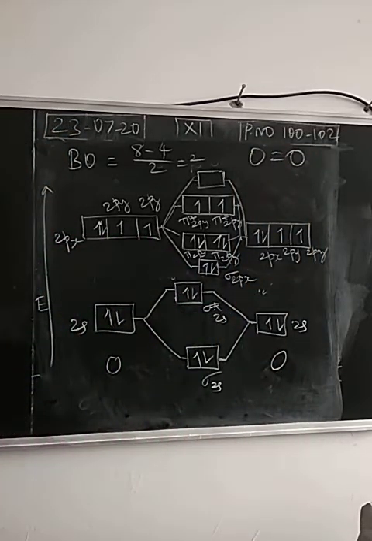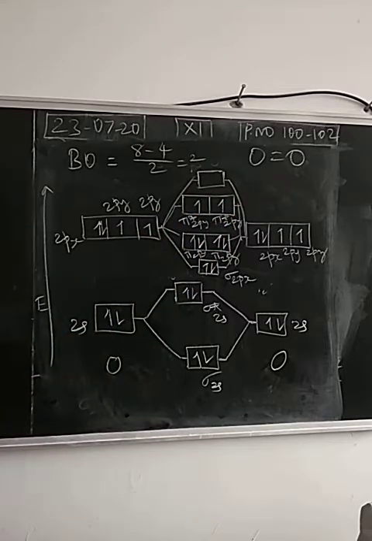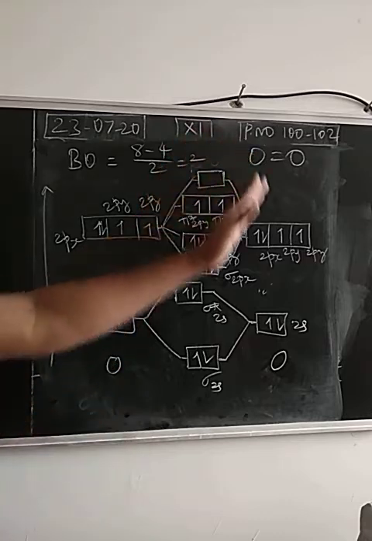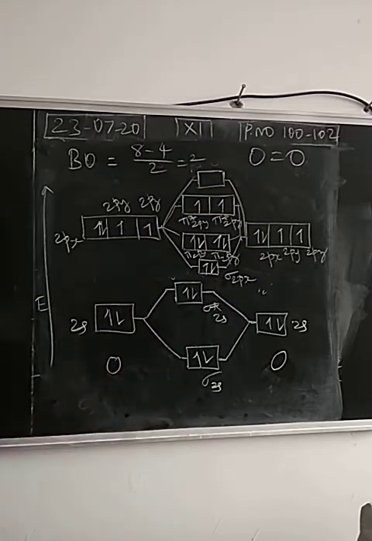What about magnetic property? We have single electrons, so this is paramagnetic in nature. O2 molecule is paramagnetic in nature. So according to valence bond theory, we said oxygen molecule is diamagnetic, but we have proved oxygen as paramagnetic based on molecular orbital theory.